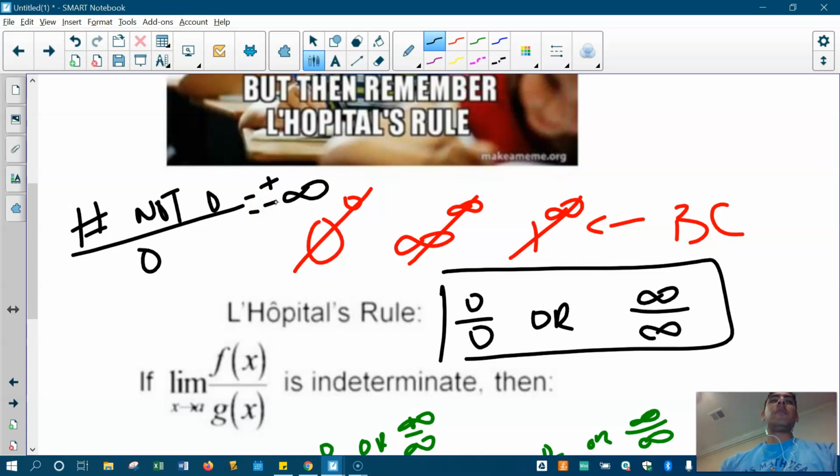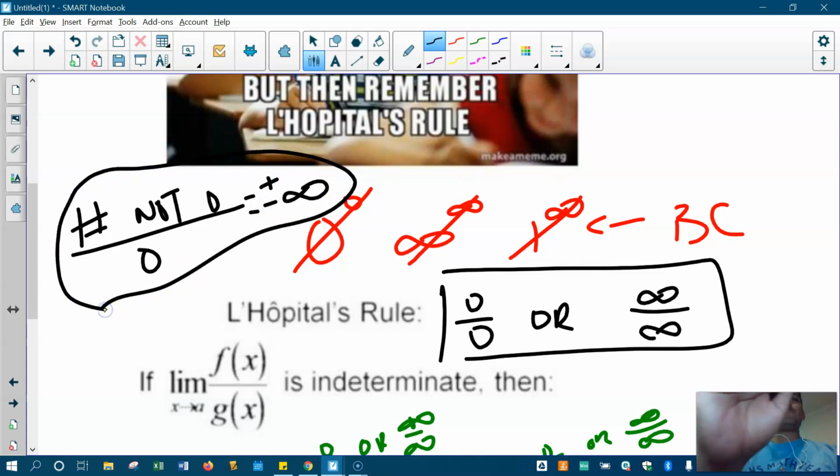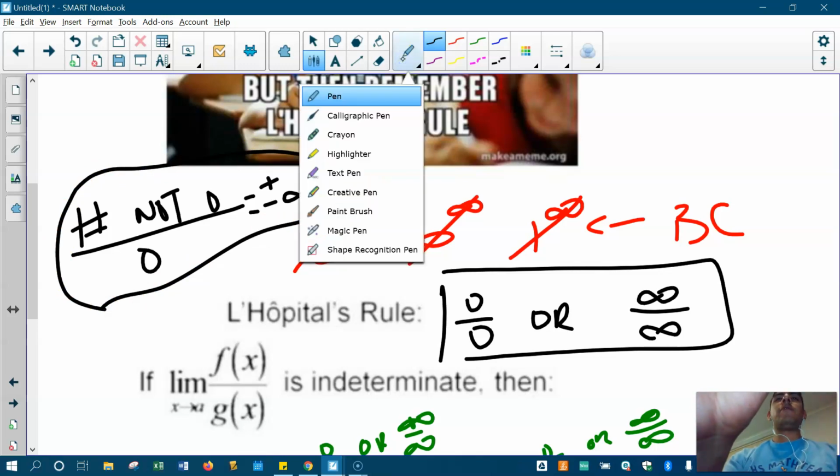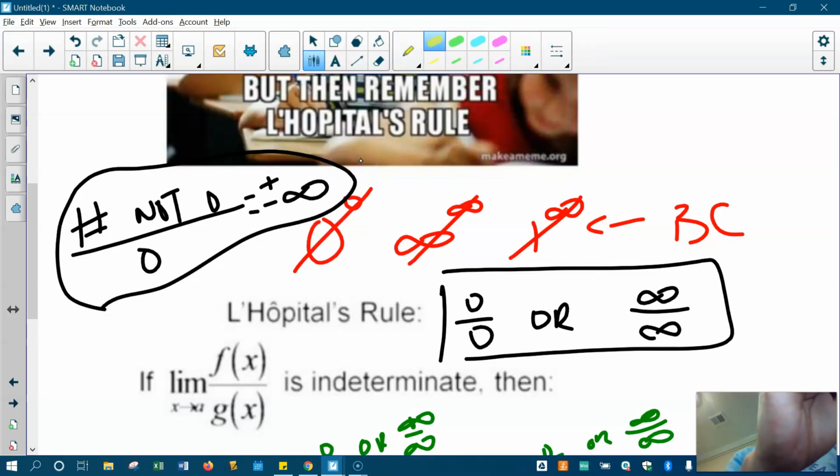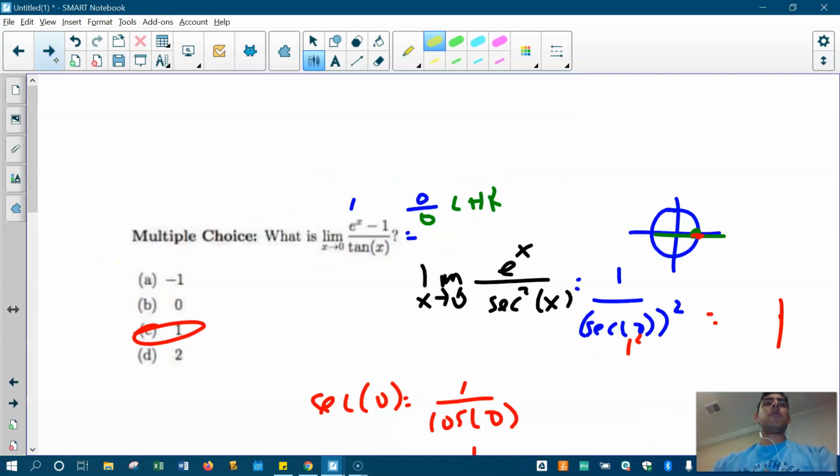But if you get some number that's not 0 over 0, that answer for the limit is going to be plus or minus infinity. And I have terrible notation here. So I just want you to be aware that this is only with limits. You get a plus or minus infinity. Okay. Let's go into this problem.